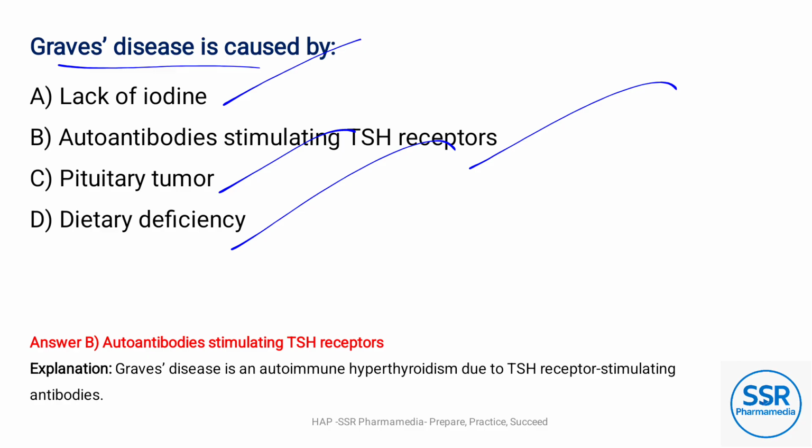So the answer is option B, autoantibody stimulating thyroid stimulating receptor. Graves' disease is an autoimmune hyperthyroidism due to thyroid stimulating receptor stimulating antibodies.